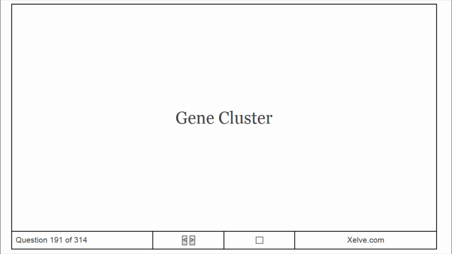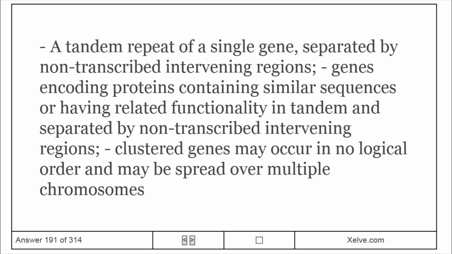Gene cluster: a tandem repeat of a single gene, separated by non-transcribed intervening regions, or genes encoding proteins containing similar sequences or having related functionality, in tandem and separated by non-transcribed intervening regions. Clustered genes may occur in no logical order and may be spread over multiple chromosomes.